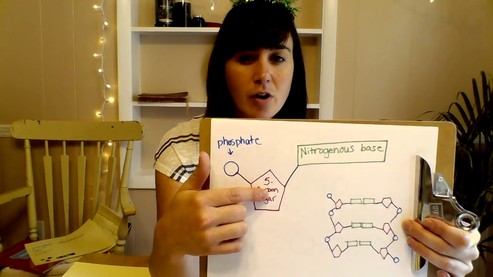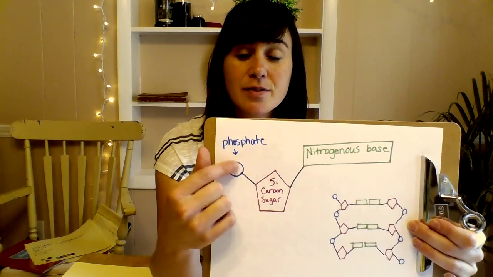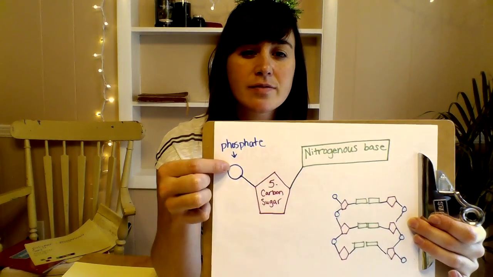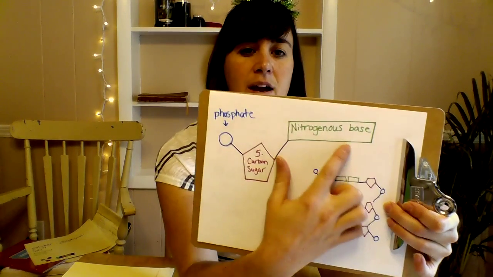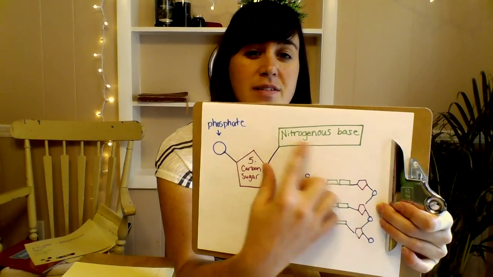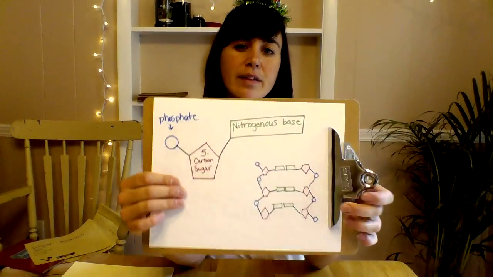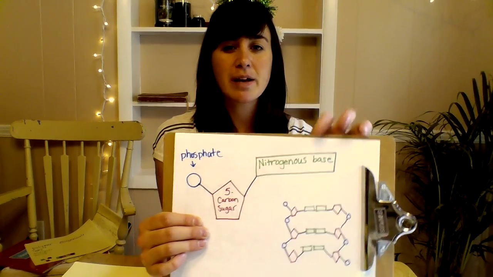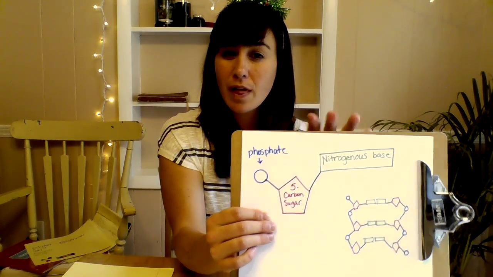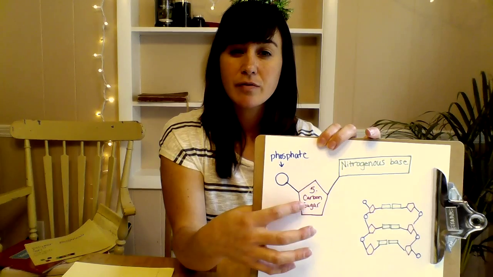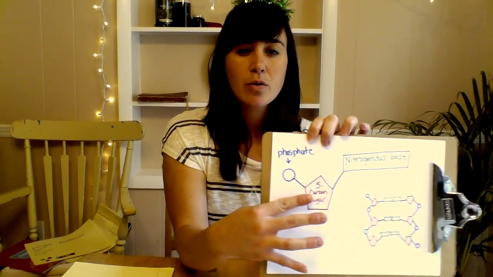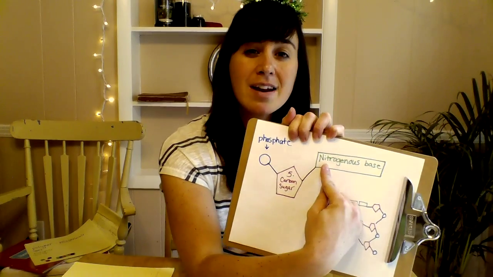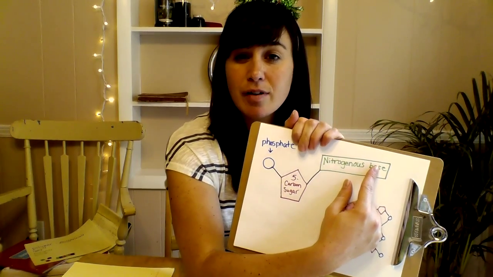Off of that 5-carbon sugar we have a phosphate. This is where the phosphate comes in for nucleic acids. And then this is a nitrogenous base. This nitrogenous base is kind of like the R group in amino acids in that it individualizes various nucleotides. Nucleotides will all have the same structure over here, and they will have a nitrogenous base here, but it might be different from another one.